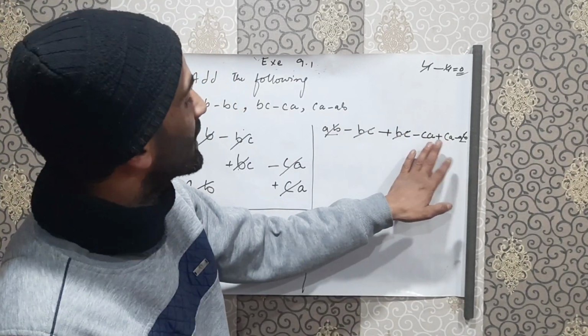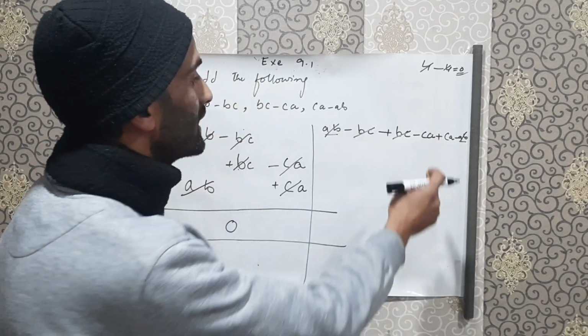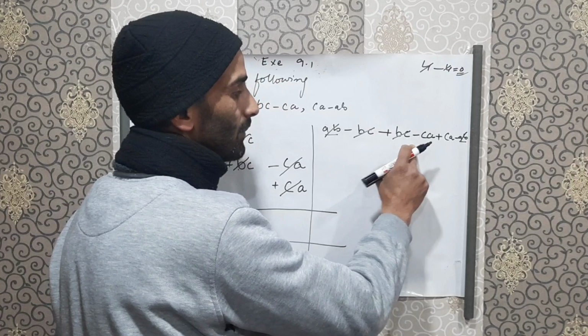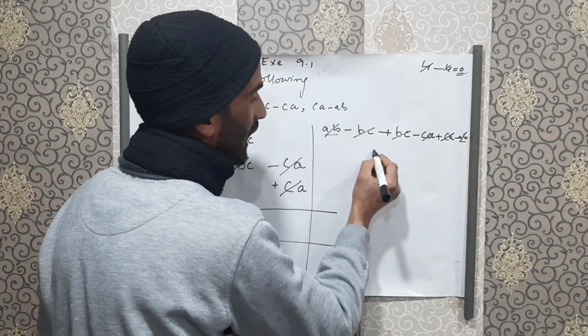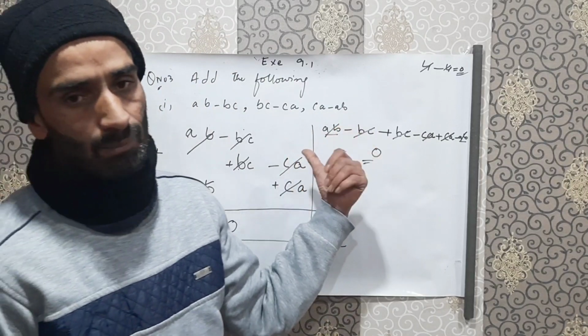Now look towards the next term. Here it is minus CA, here it is plus CA. That is a positive and a negative term, so this one cancels. Our answer is 0. By this way, you can do the rest of the parts.